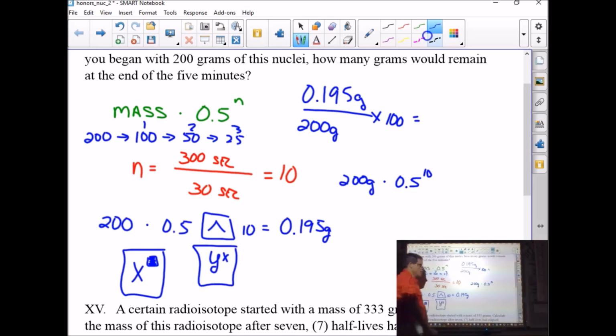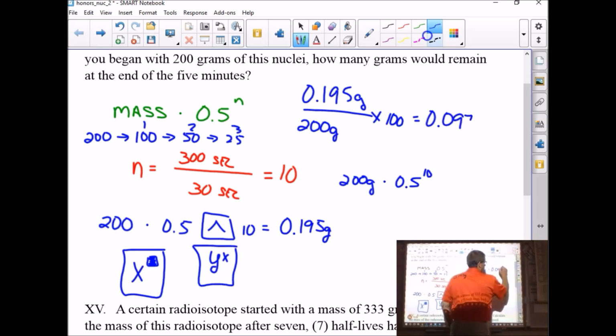Do you have to do this percent, or are you just showing us how to do it? No, it asked for it. So 0.0975. Yeah. Okay. And that is percent. So a lot less than 1% remaining, which makes sense.